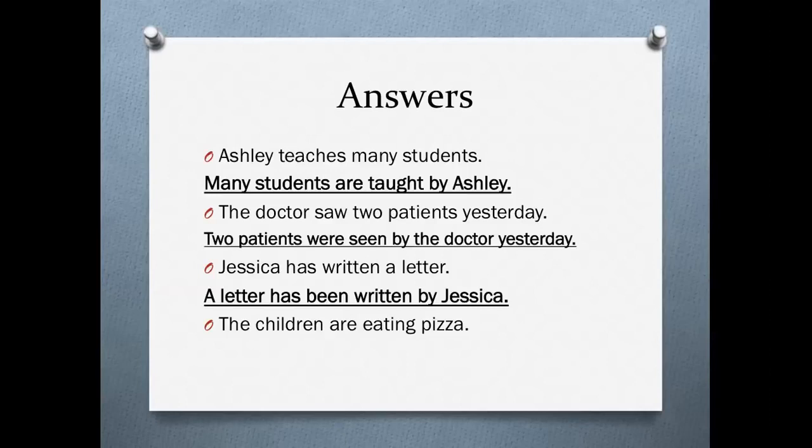So, has been written. And finally, the children are eating pizza becomes pizza is being eaten by the children. We take pizza and move it to the front of the sentence. The children goes to the end of the sentence, and we put the preposition by in front of it. And then we change the verb. Are eating is present progressive. So we take are eating and we use the present progressive form of the verb be, is being, plus the past participle of the verb eat, which is eaten, and it becomes is being eaten.